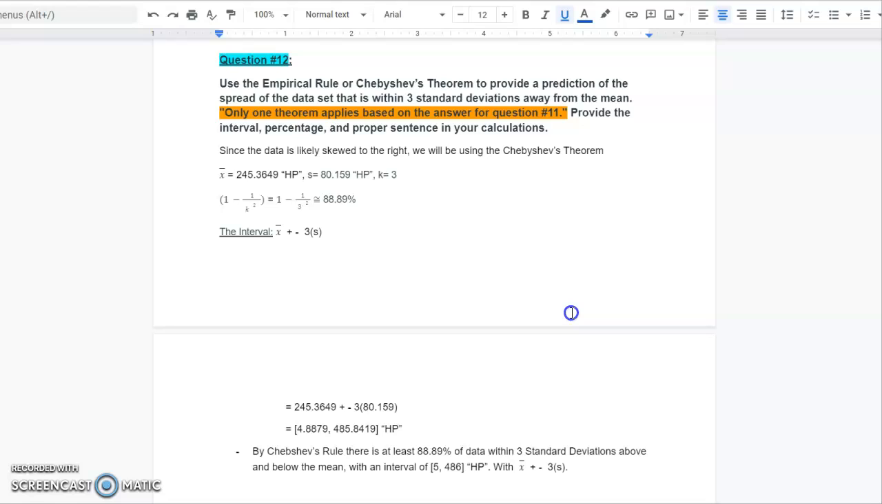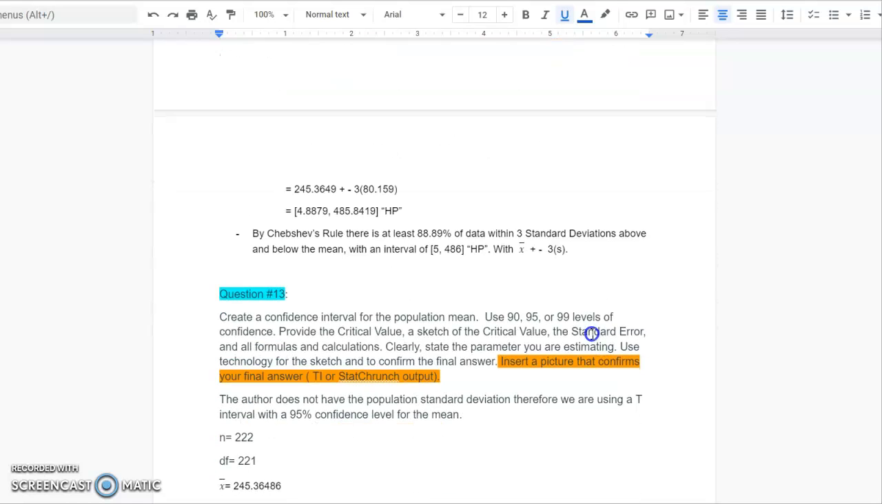245.3649 plus or minus 3 times 80.159 equals an interval of 4.8879 on the lower end and 485.8419 horsepower on the upper end. By Chebyshev's rule, there is at least 88.89% of data within 3 standard deviations above and below the mean, with an interval of approximately 5 to 486 horsepower, with x bar plus or minus 3 times the standard deviation.